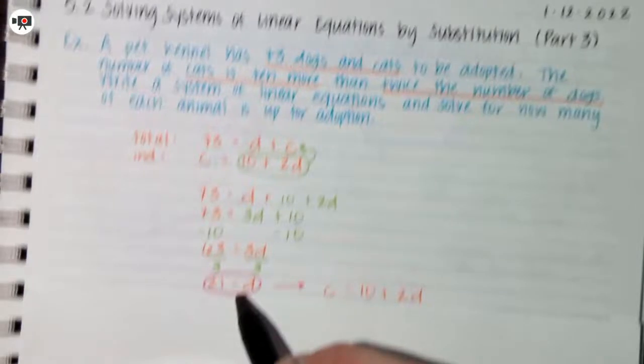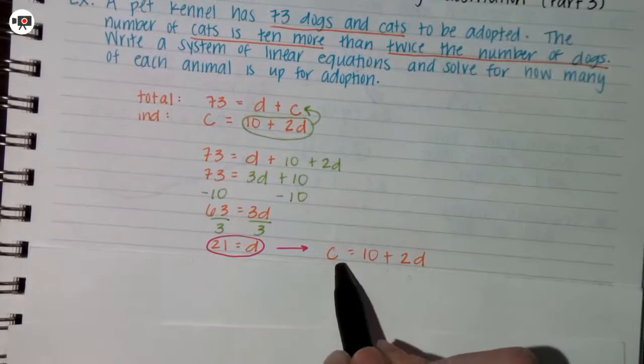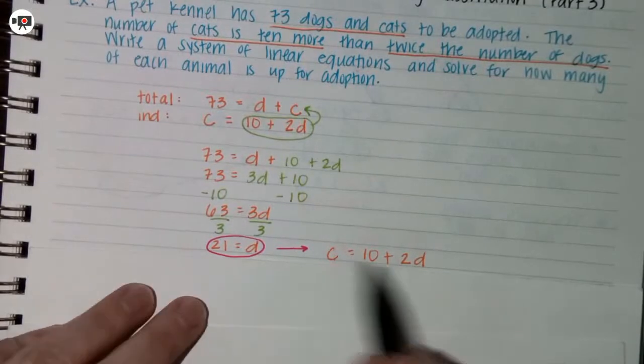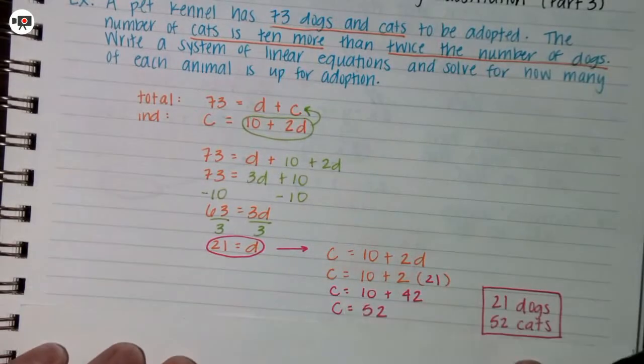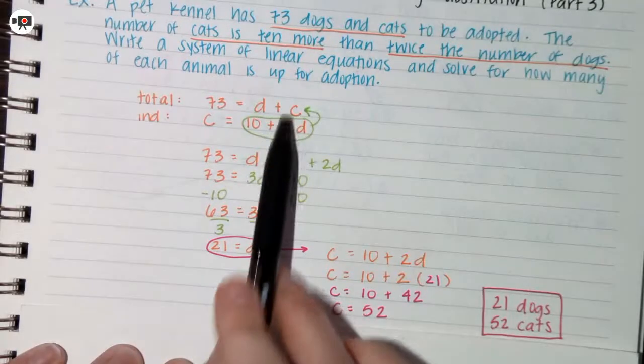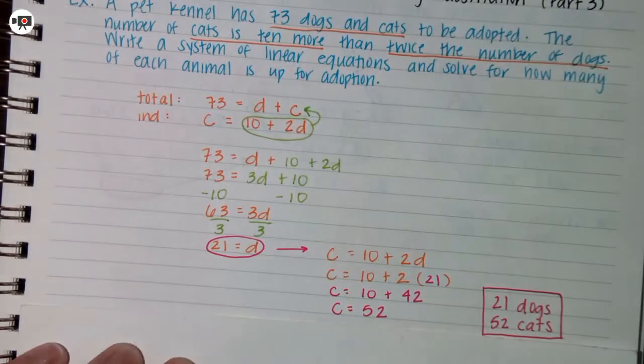Now I take that 21 and plug it into one of my other equations. And if I plug it in here, I find that I have 52 cats. So my answer is 21 dogs and 52 cats. If I plug those back into both equations, it'll work in both.